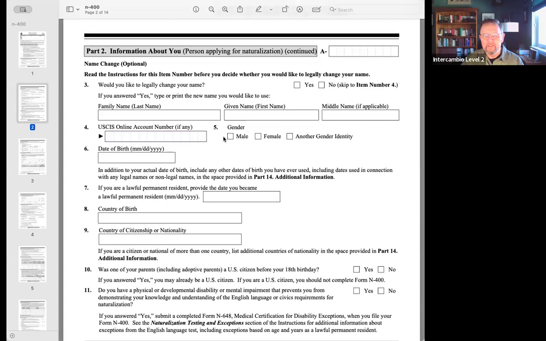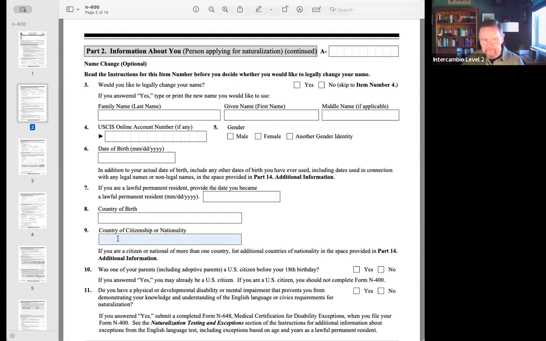Gender, this is something else they've changed. They've added a third option if that's your choice to identify as something besides a male or a female. You can now do that. Your date of birth, and again, remember it's month, day, and year format. And then if you are a lawful permanent resident because you have a green card, provide the date you got your green card, and that is listed on your green card, by the way. You can pull that off that.